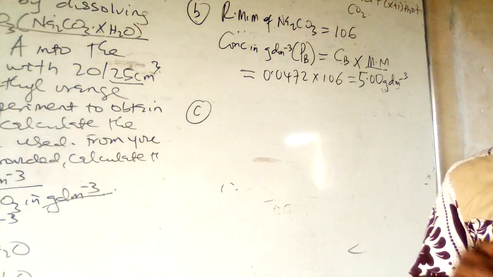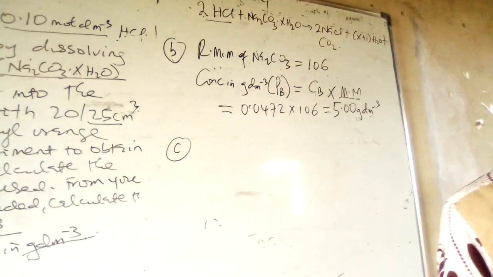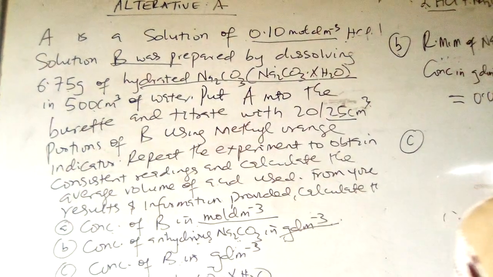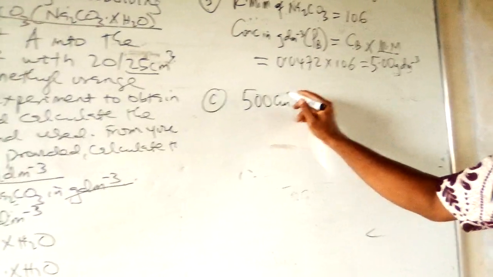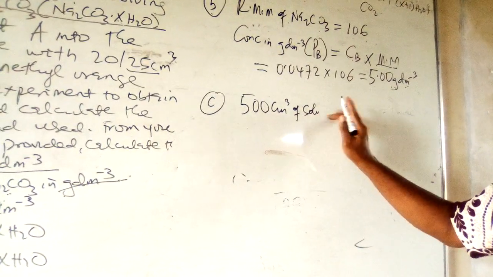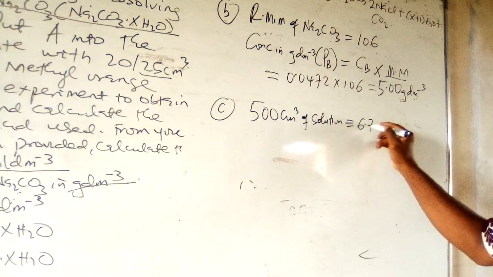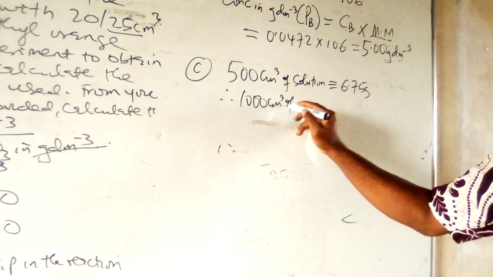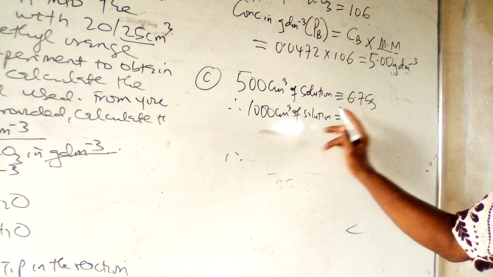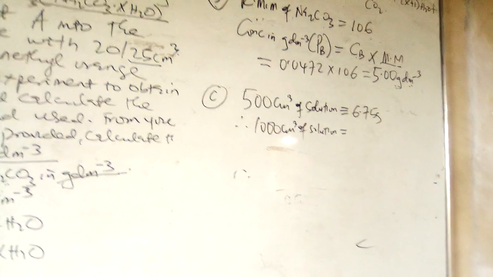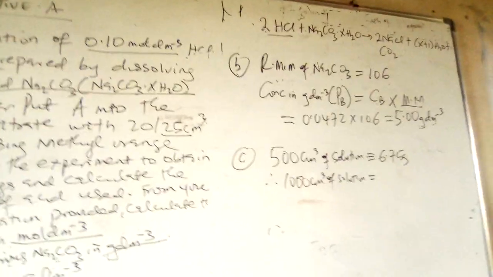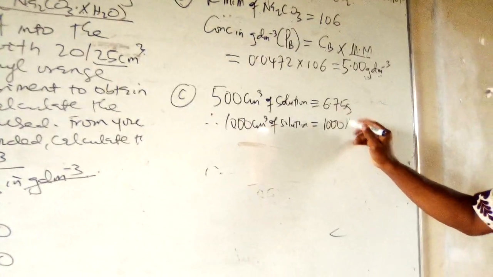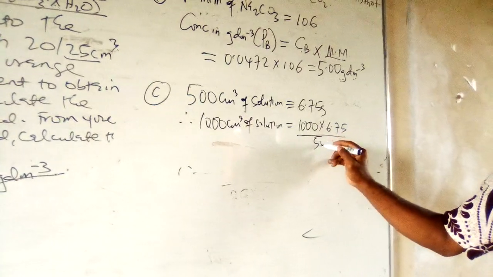So how do we find the concentration of the hydrated salt? You look at the question, there's a clue there. They say there's what mass of the salt in what volume? Very simple. 5 cm³ of solution contains 6.75 grams of the salt. Therefore, 1000 cm³ of solution, because the concentration in gram per dm³ means the mass of the substance dissolved in 1 dm³, and 1 dm³ is equivalent to 1000 cm³. Now it becomes 1000 times 6.75 over 500. Are you following it now?